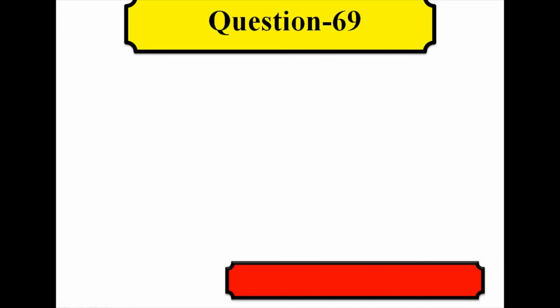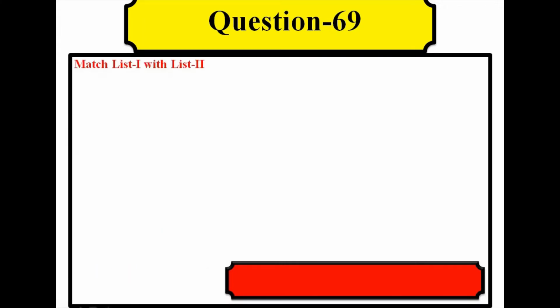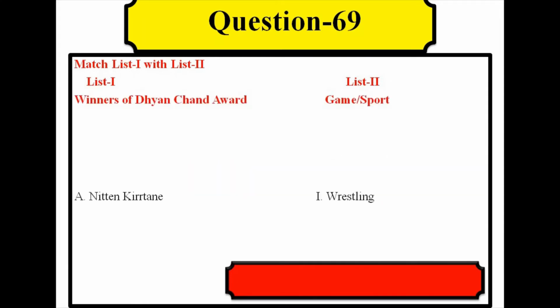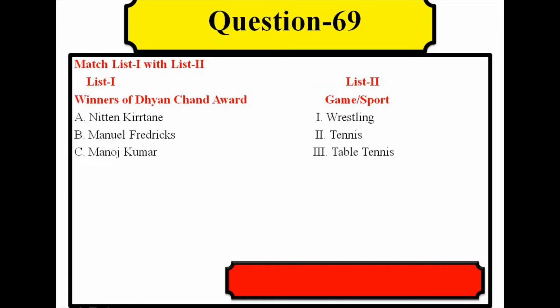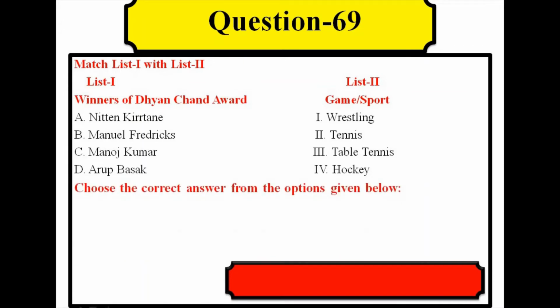Question 69. Match List 1 with List 2. Winners of Dhyan Chand Award and game/sport. A. Nitin Kirtane - 1. Wrestling. B. Manuel Frederick - 2. Tennis. C. Manoj Kumar - 3. Table tennis. D. Arup Basak - 4. Hockey. Choose the correct answer from the options given below.